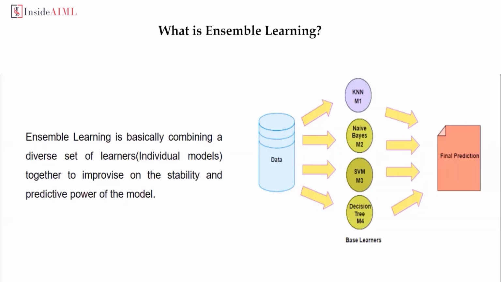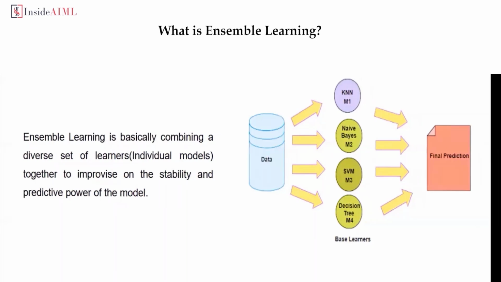So that is what happens in ensemble learning: you make a number of base learners, get their answers, combine them, and find which one has the highest probability of happening. So this is what happens in ensemble learning.